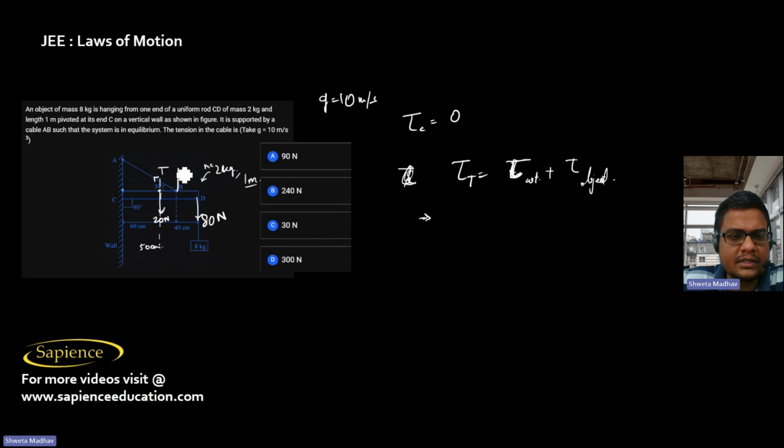Now, this T we can take components. This will be T sine 30. This will be T cos 30. So now T cos 30 will have no net torque about point C. So now therefore the torque of the tension, that is T sine 30, that is T by 2 into this length, that is 60.